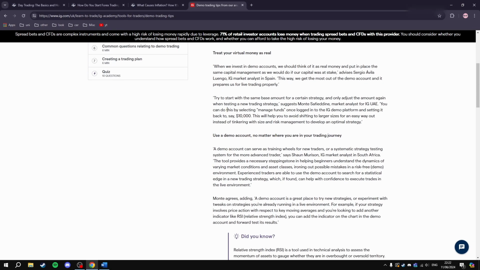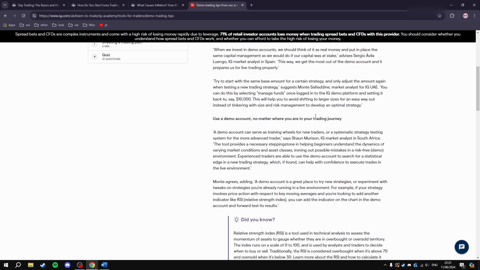When we invest in demo accounts, we should think of it as real money and put in place the same capital management as we would if our capital was at stake, advises Sergio Avila Luengo, IG market analyst in Spain. This way we get the most out of the demo account and it prepares us for live trading properly.